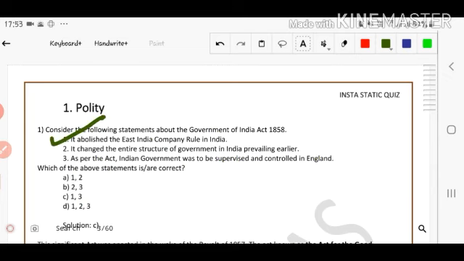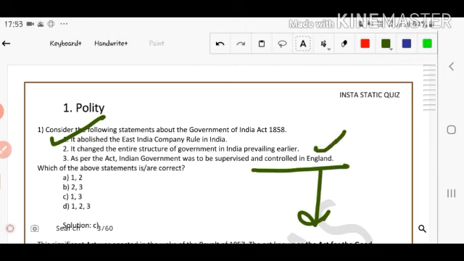First: it abolished the East India Company rule in India. Is it right? Second: it changed the entire structure of government in India prevailing earlier. Is it right? Earlier there was the Court of Directors and the Board of Control. Third: as per the Act, the Indian government was to be supervised and controlled in England. Is it right? Because the Secretary of State is there.